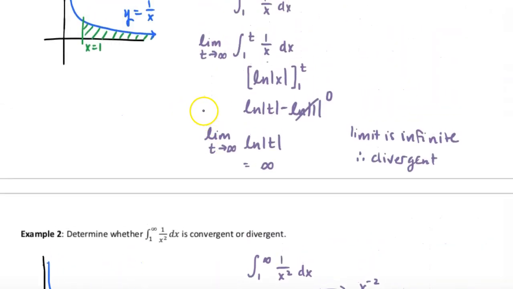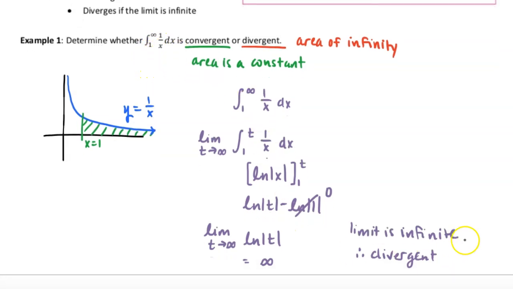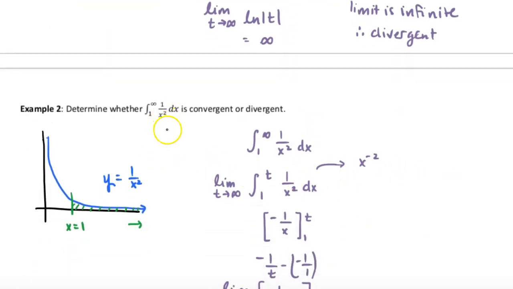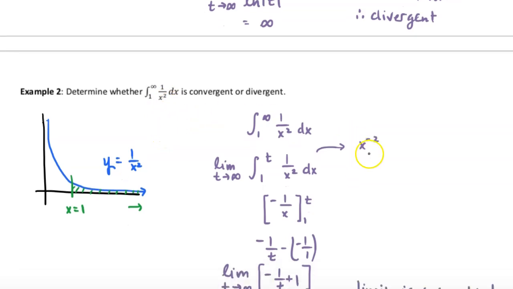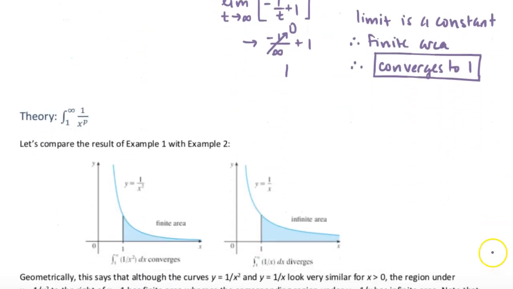If we have the integral of 1 over x from 1 to infinity, we found that this would be divergent. We've got an infinite limit, meaning we've got an infinite area. If we've got the integral from 1 to infinity of 1 over x squared, we found that this has a finite area. This area is 1. So can we make a conclusion?